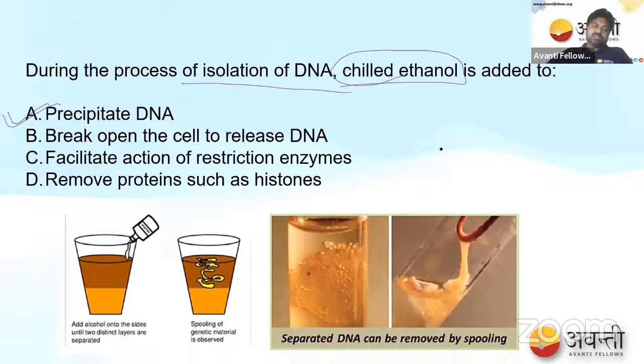So you can see in this picture, this process is known as spooling. In spooling you can see the aggregation of DNA threads. Why do they use chilled ethanol? We know ethanol is used for the precipitation of DNA, but why chilled only? Why not room temperature or hot ethanol? Anyone answer? Please answer in the chat box. Does anyone know why chilled ethanol only?